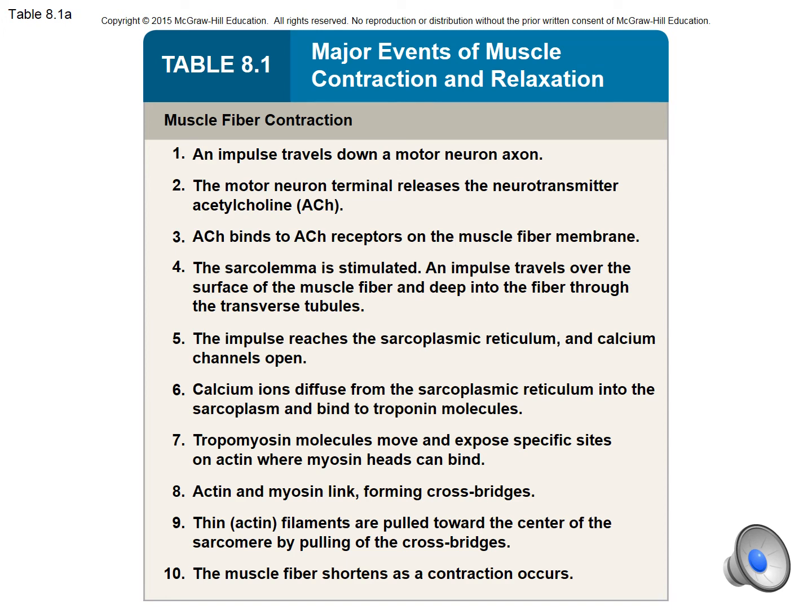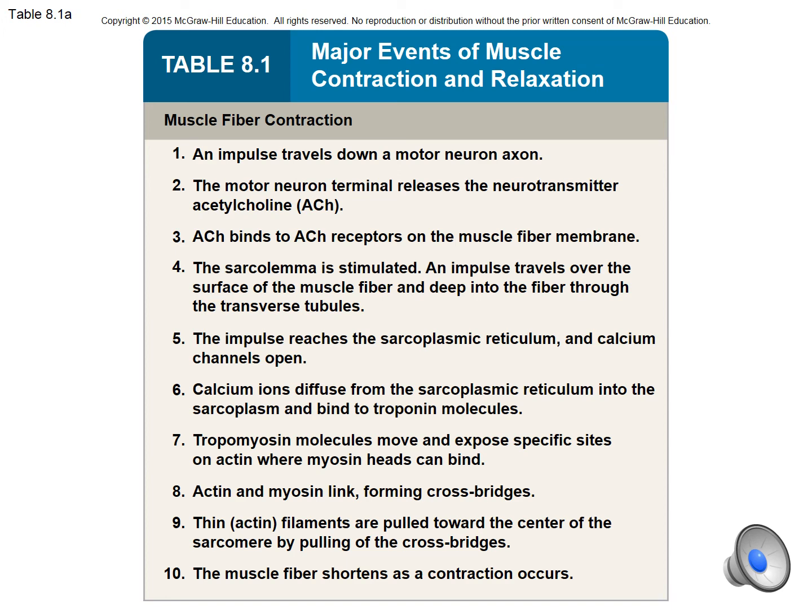So I think one thing that's important to be clear about is that number 7 cannot happen until number 6 happens. The only reason the tropomyosin molecules move is because the calcium has bound to the troponin. So again, just be really clear that number 7 cannot happen until number 6 happens.